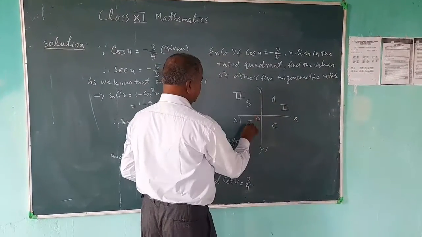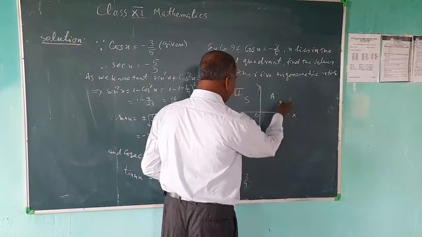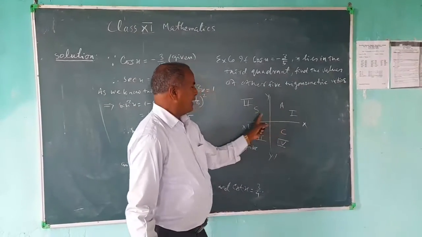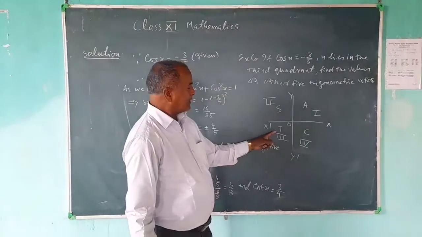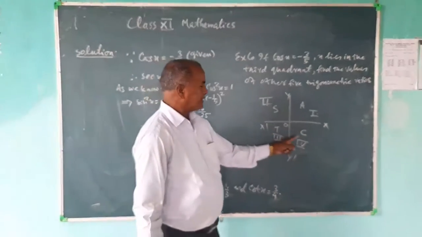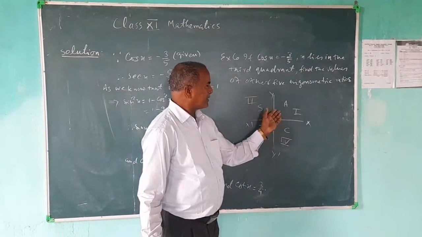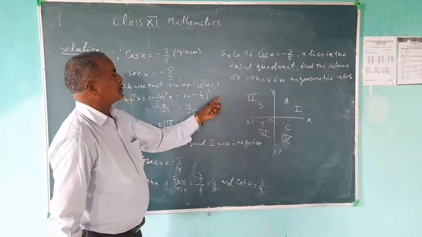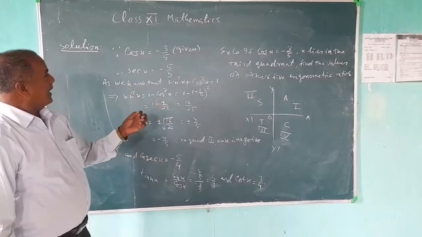second, third and fourth, just going in the anti-clockwise direction. A stands for all positive, S for sine and cosec positive, T for tan and cotangent positive, C for cos and sec positive. In these quadrants, their respective trigonometric functions have positive and negative values. So how to solve this question with the help of this idea?